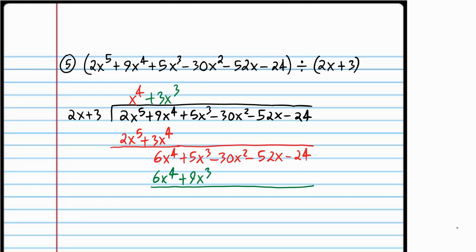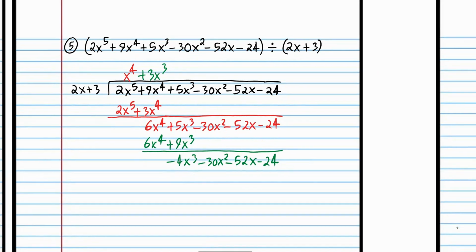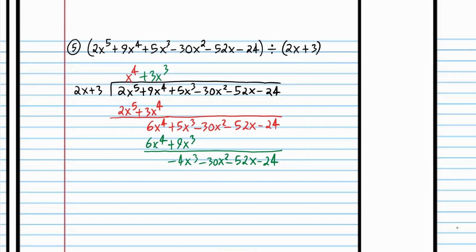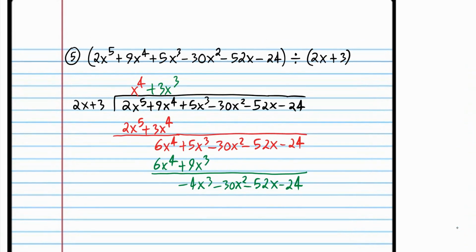So that was step 2. Now we do step 3, which is subtract. Subtract these, they go to 0. 5 minus 9 is negative 4. And there's nothing really to subtract from these terms. We're just subtracting 0 from these terms, I guess you could say. And now we move on to cycle number 3.